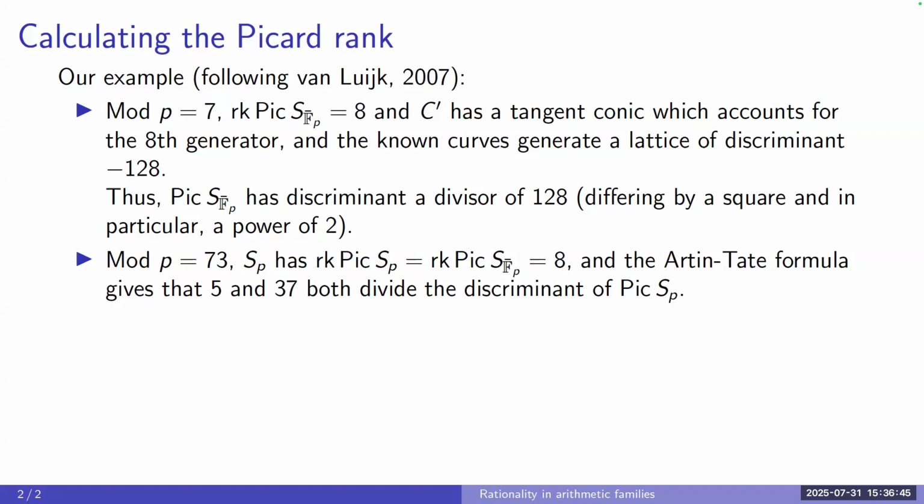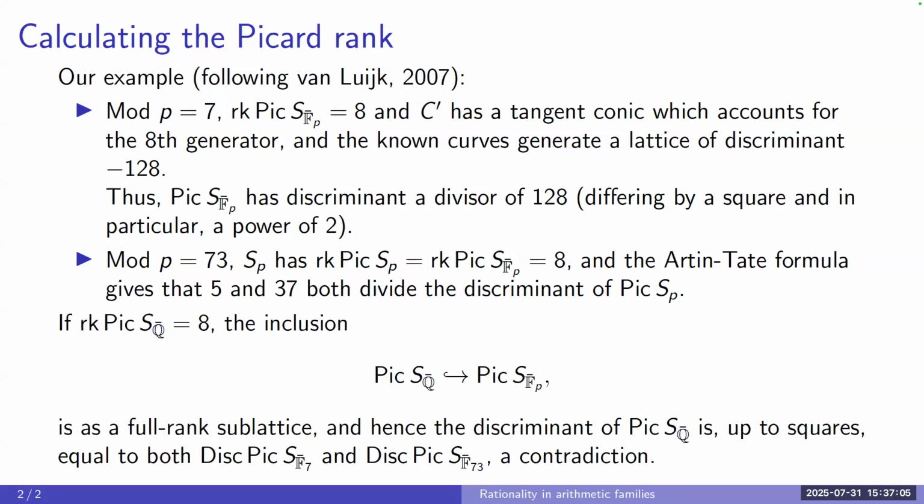So the Artin-Tate formula is a way to get around that. It relates the discriminant and the order of the Brauer group to approximately evaluating the Weil polynomial at the prime. And so this formula tells us that both 5 and 37 have to divide the discriminant mod that prime.